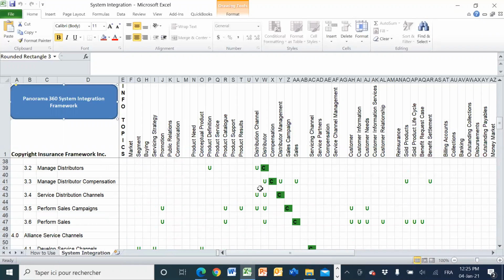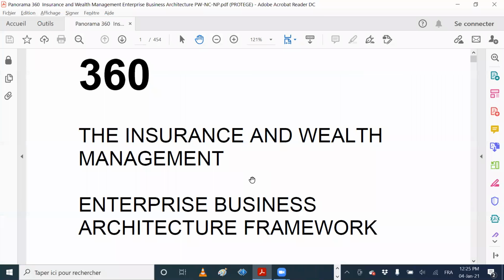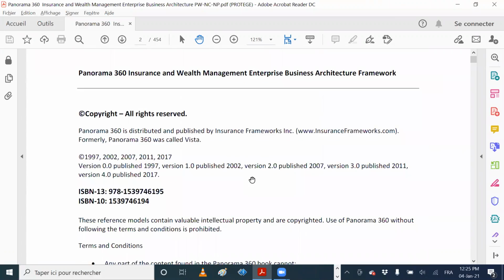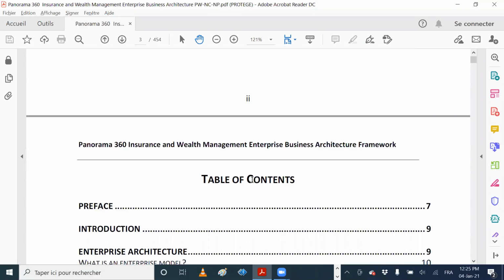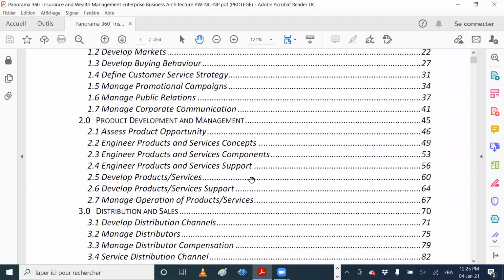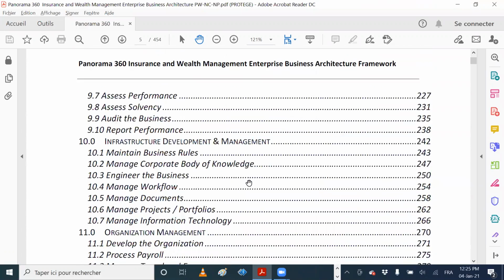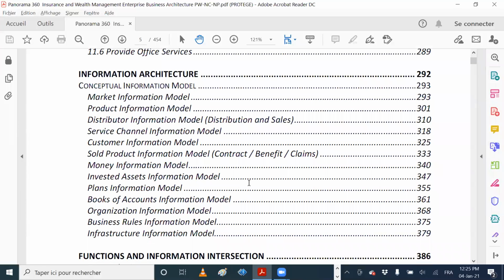On top of that, we also include an enterprise business architecture framework book that includes 440 pages of enterprise architecture from the capabilities to the information structures that are in the organization.